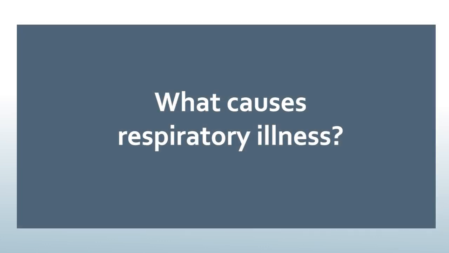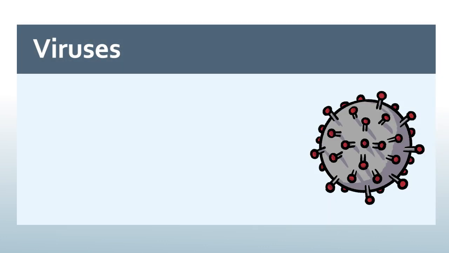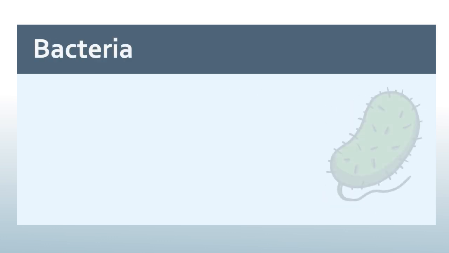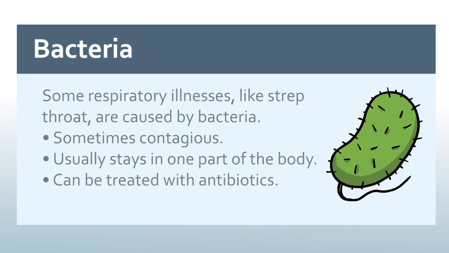What causes a respiratory illness? Viruses. The common cold, flu, and COVID-19 are caused by viruses. Viruses are contagious, can spread throughout the body, and cannot be treated with antibiotics. Bacteria. Some respiratory illnesses, like strep throat, are caused by bacteria. Bacteria is sometimes contagious, usually stays in one part of the body, and can be treated with antibiotics.